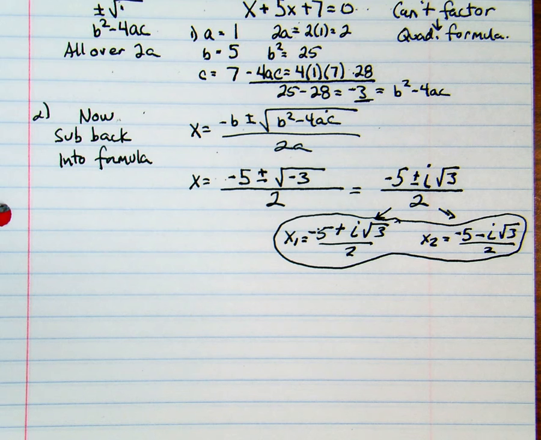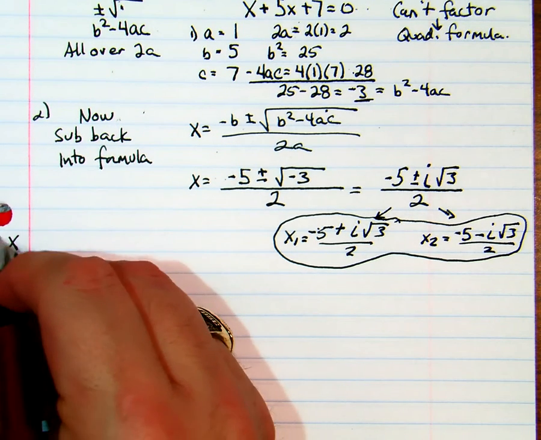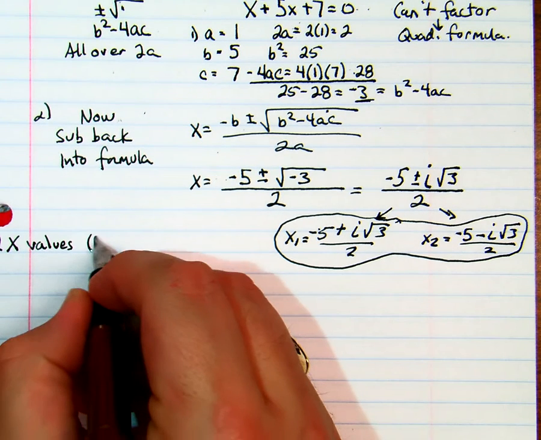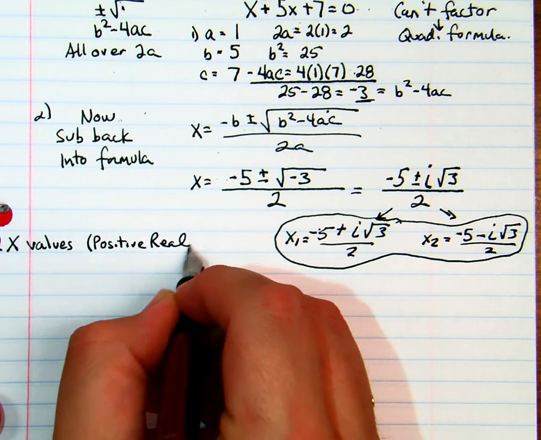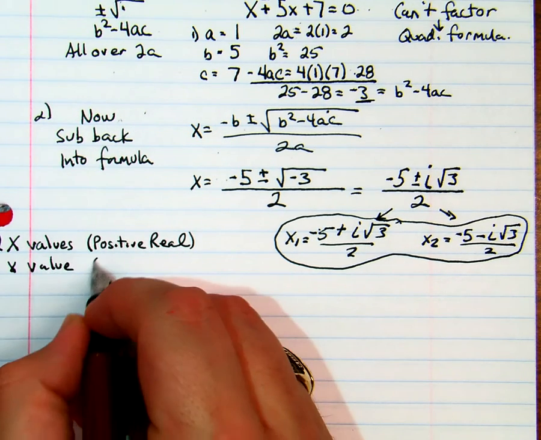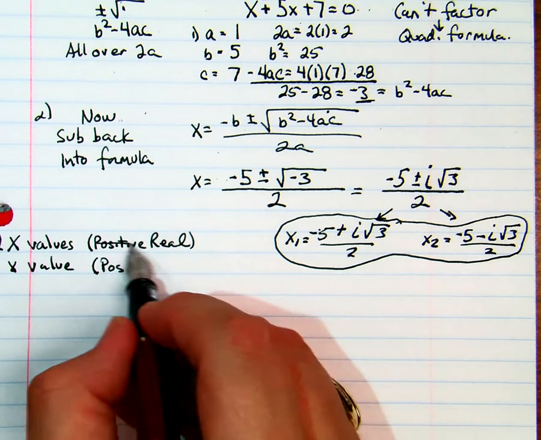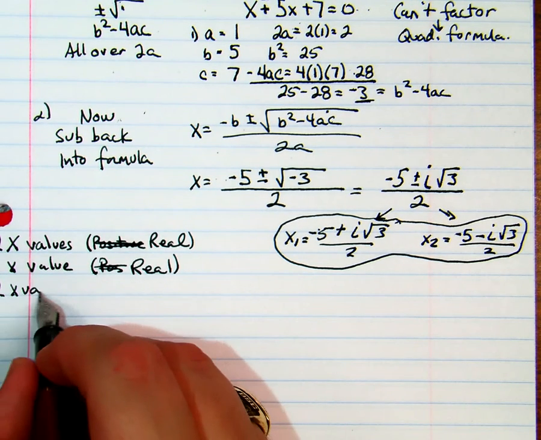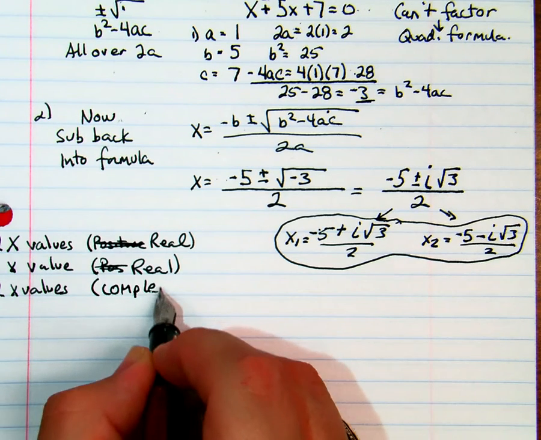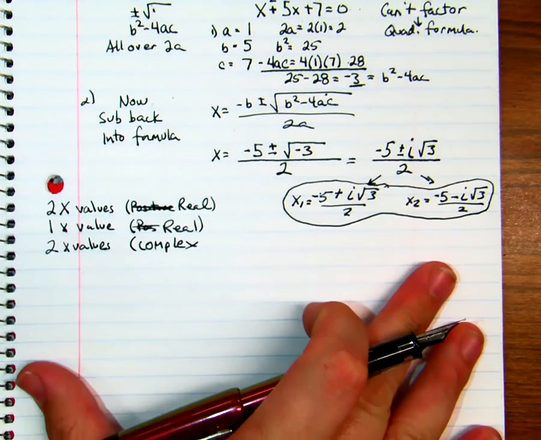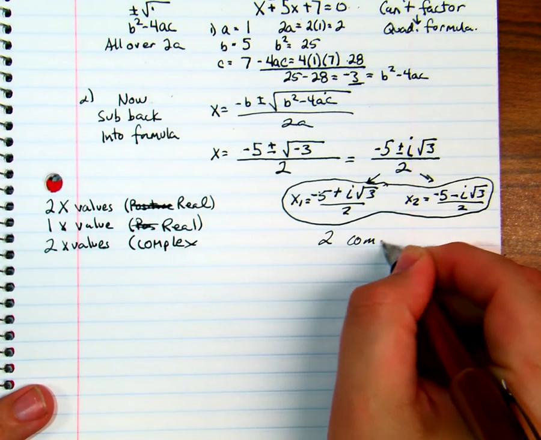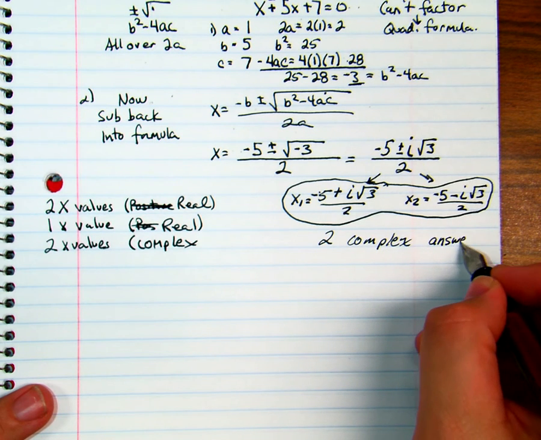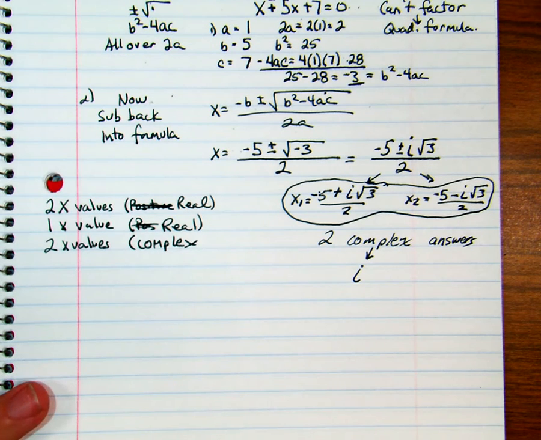So now that you have these two values, what do these values mean? The potential answers you're going to get from this are two x values that are real, or one x value that is real, or two x values that are complex. And over here we got two complex answers. They're complex because there's an i in it. Remember, they're imaginary, so they have to be what we call complex.